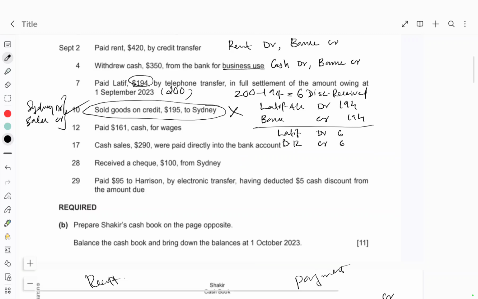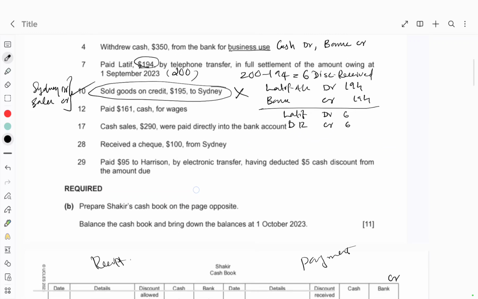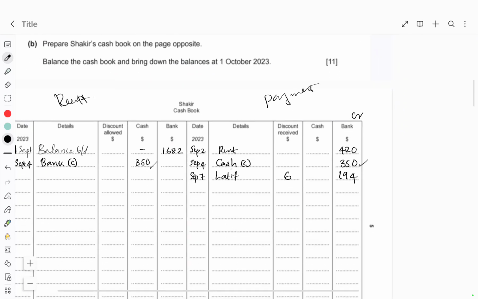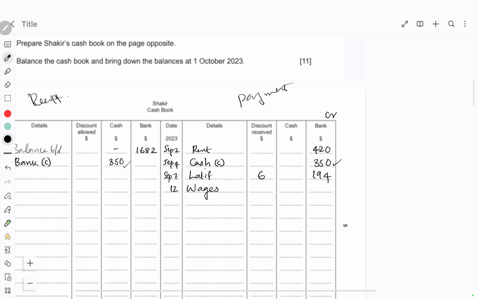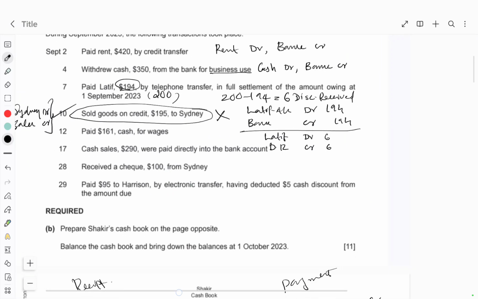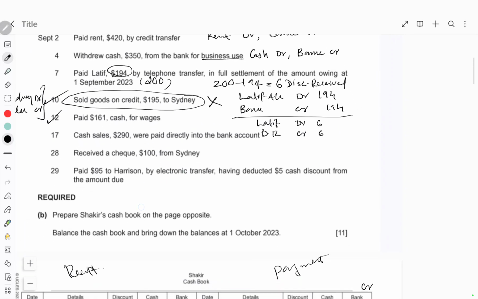Now paid 161 cash for wages. It's a payment. So payment, we know that this side. Wages, how we paid it, either cash or bank. Cash 161. Okay. The next one is, this is done, 12th one. Cash sales 290 were paid directly into the bank account.